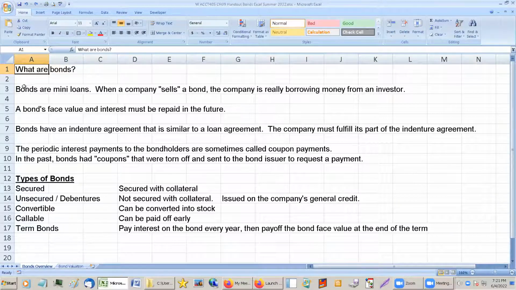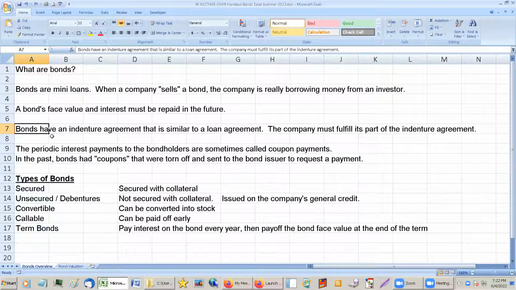Okay, what are bonds? Bonds are mini loans. When a company sells a bond, the company is really borrowing money from an investor. So it's like getting a bunch of little mini loans. And the nice thing is for bonds, you can sell a lot of them to a lot of different people. A bond's face value and interest must be repaid in the future.